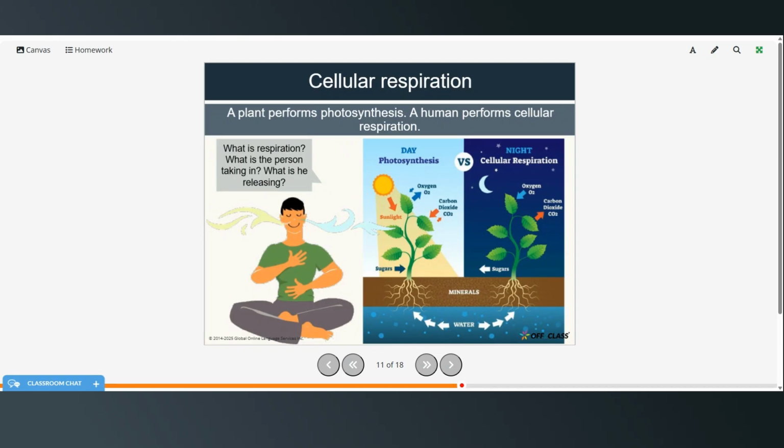So, cellular respiration. A plant performs photosynthesis. A human performs cellular respiration. So what is respiration? Well, it's another word for breathing. And what is the person taking in? They're taking in oxygen. What is he releasing? Maybe releasing carbon dioxide.